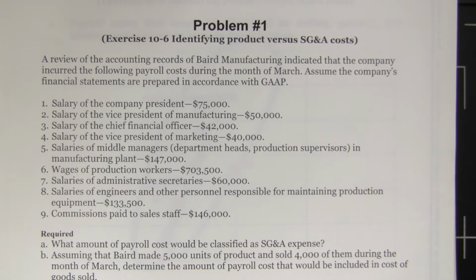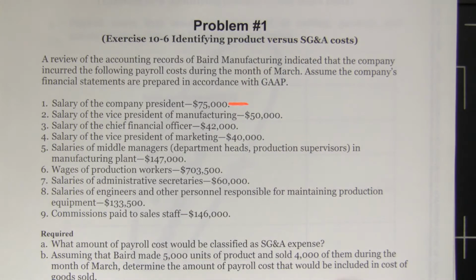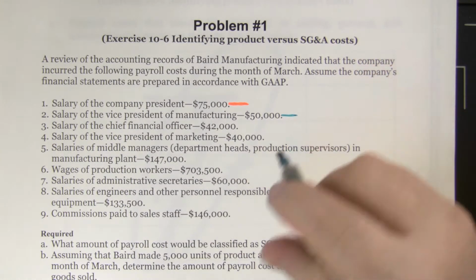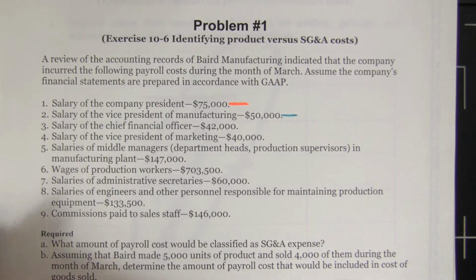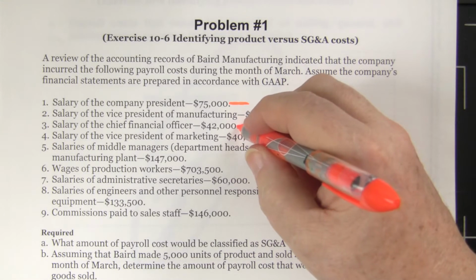So the company president, his salary, you think that he goes out and works on the assembly line? I don't think so. So we're going to identify period costs, that selling and general admin cost, in orange, and anything that's product cost we'll highlight in blue. Next we have the Vice President of Manufacturing. Well, he's in charge of manufacturing, so that's a product cost. He supervises the product development, the product production. The Chief Financial Officer does everything for the finances of the company. So that would be a period cost. That would not be a product cost.